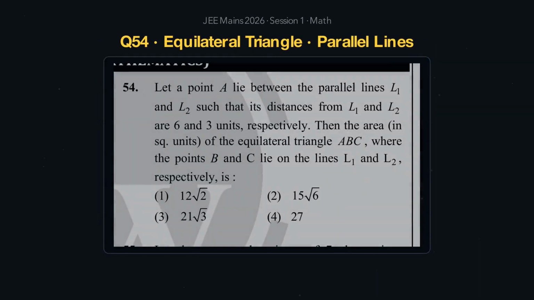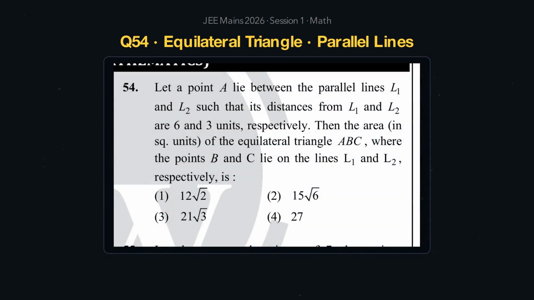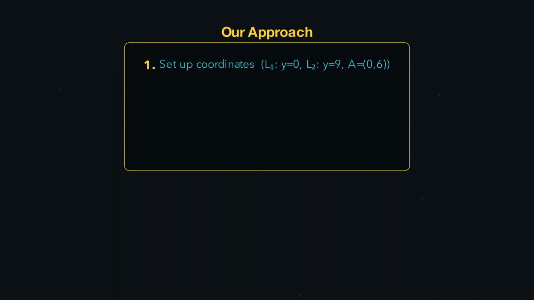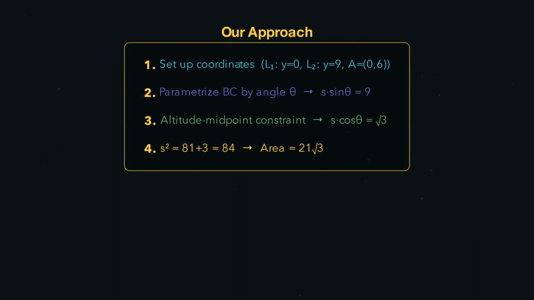A point trapped between two parallel lines, and you need to build an equilateral triangle around it. Here's our approach. First, we'll set up coordinates. Put the parallel lines at y equals 0 and y equals 9, and place our point A at height 6. Then we'll let the side BC make angle theta with the lines, which turns the problem into just 2 equations.